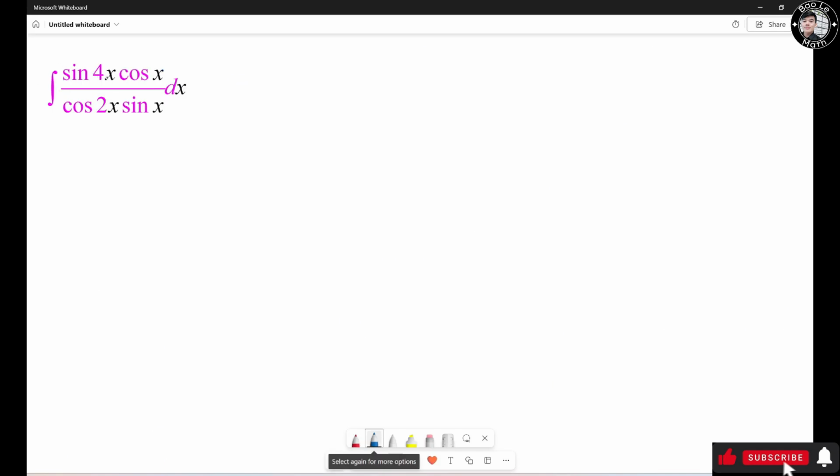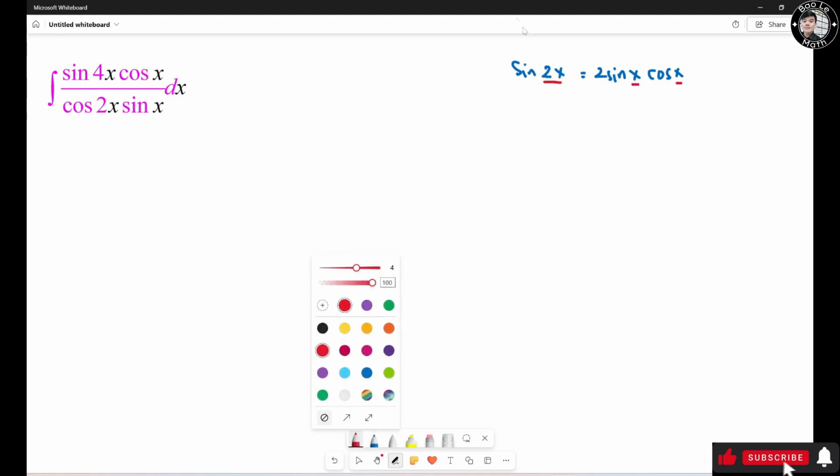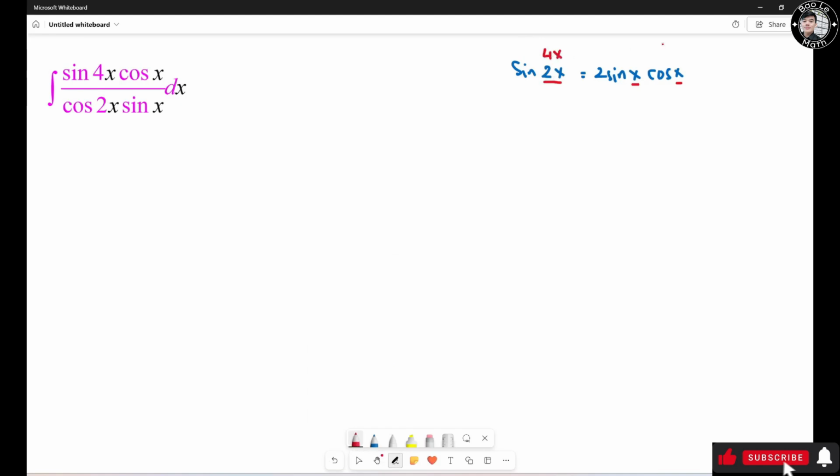The integral of sine 4s cosine s over cosine 2s sine s ds. Alright, recall we have the formula sine 2s equals 2 sine s cosine s. This one is the double angle formula. Now, observe that this angle right here is always double this one and this one, right? So if you have sine 4s right here, this guy must be 2s. This guy must be 2s, right?